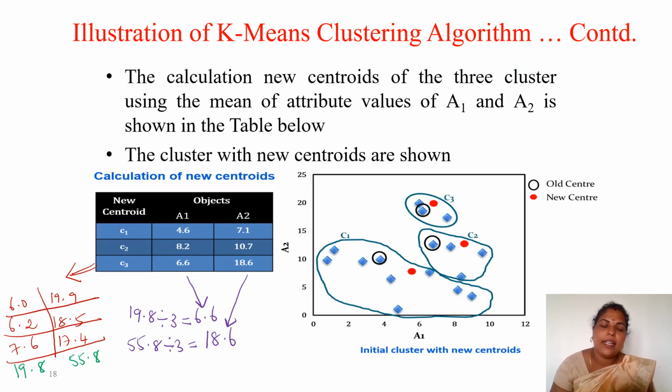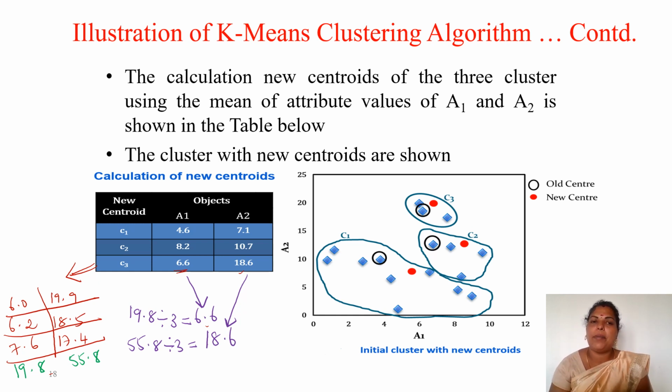So here you see the records for cluster 3: 6.0, 19.9 and 6.2, 18.5 and 7.6, 17.4. We are finding the mean of these records, that is 6.0 plus 6.2 plus 7.6 is 19.8, divided by 3, because there are only 3 records in cluster 3. If you want to find the mean, you have to divide by 3. So 19.8 divided by 3 is 6.6. And for the y points, 55.8 divided by 3 is 18.6. Likewise, for cluster 2 and cluster 1 also, you have to find the mean.